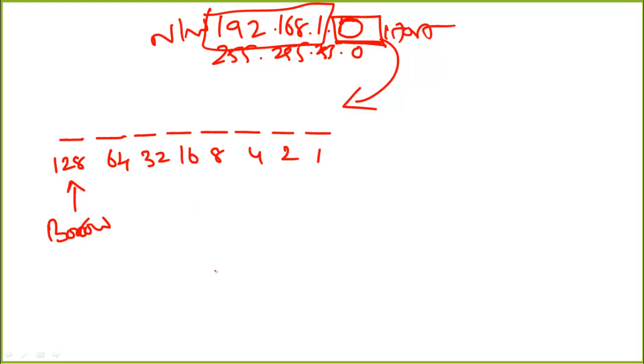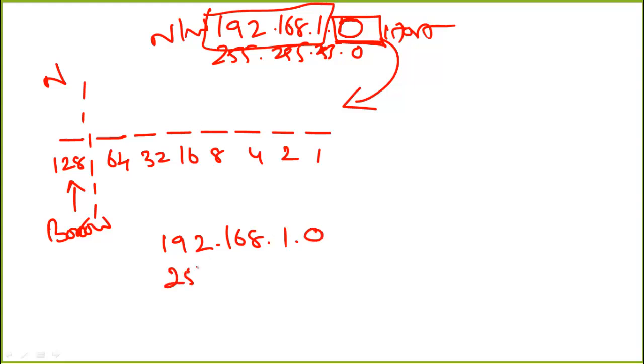So now what will happen is I will have a network like this. When I borrow 1 bit, this bit is borrowed and it is allocated to the network part. So what will happen to my network is my network will become like this.